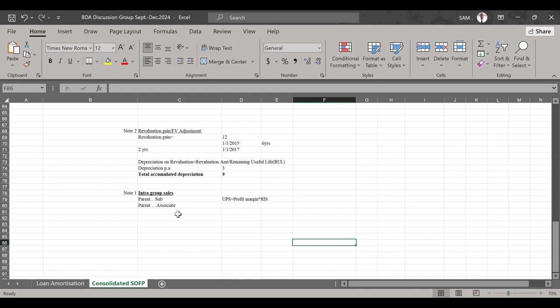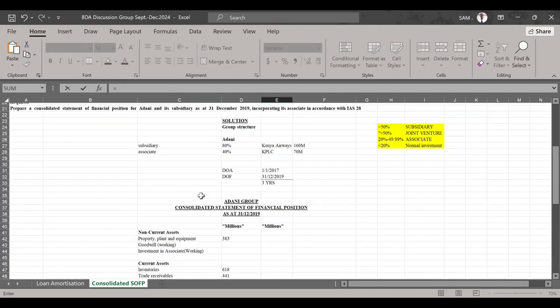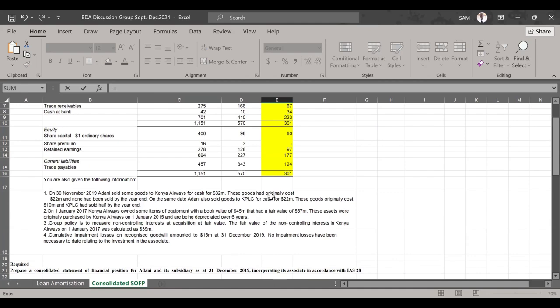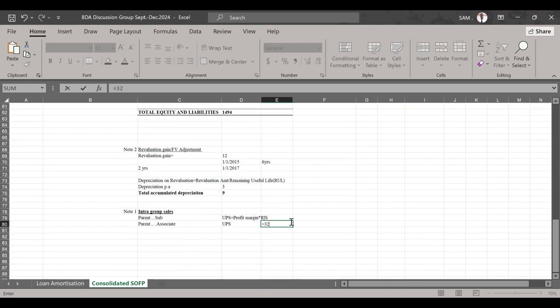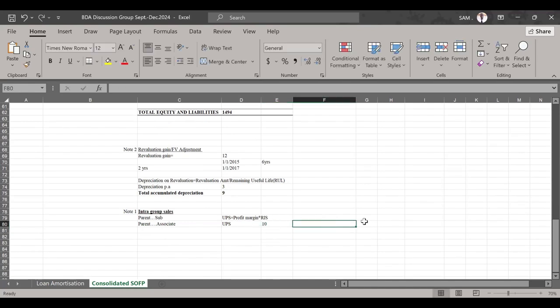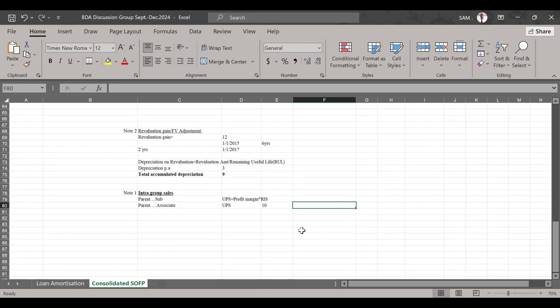Here, the examiner gave us this indirectly, and we can easily get our UPS. How do we get it? Let's go back here. We've been given the cost of the goods that were sold, and we've been given the amount that was realized. These goods had originally cost 22 million, but they were sold for 32 million. So the parent sold them at 32 million to the subsidiary, but the goods had cost 22 million. So the UPS there is 10. Very direct and very easy. I believe you can see that. Now, how do we work with this 10? I'm still dealing with the parent and subsidiary.